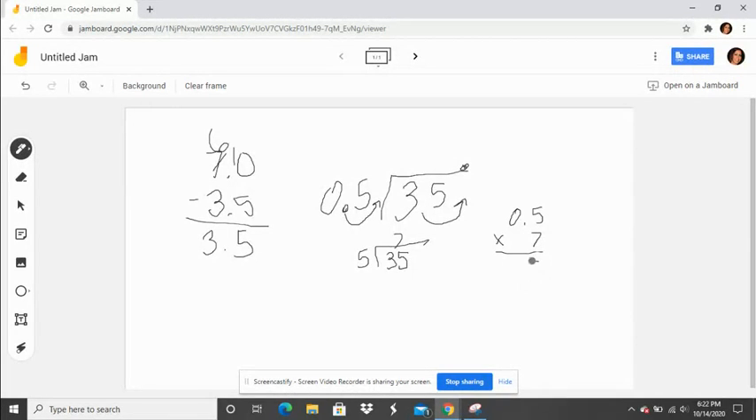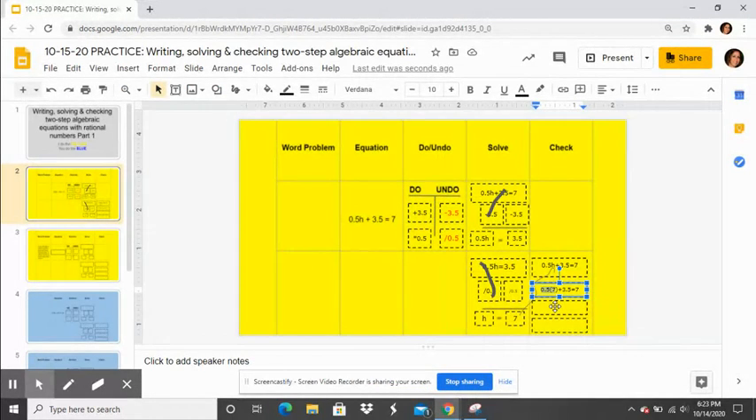So 7 times 5 is 35. 7 times 0 is 0, plus 3 is. Now the rule for multiplying with decimals, you count your decimal places. So there's only 1, so you only go 1 place over. So 3.5 is that answer. So you end up with 3.5 plus 3.5 equals 7. Now I do 3.5 plus 3.5, and 7 equals 7. Okay, so there's my first example.